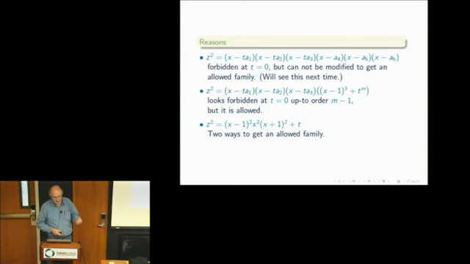So that means I get the same curve, but if I start with this family that I have here, then there are still two ways to look at the family that's allowed. I can contract one curve or I can contract the other curve. And these two families are not isomorphic.